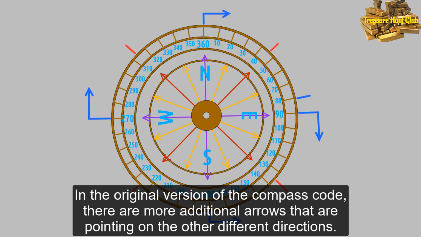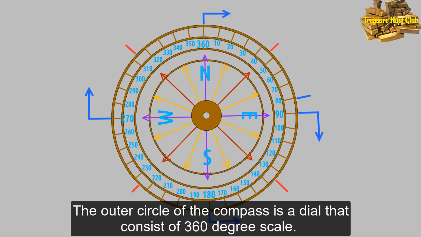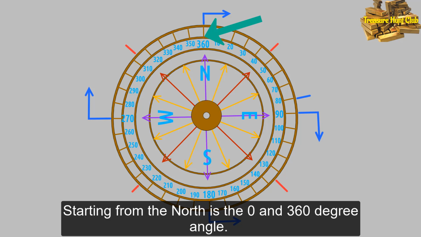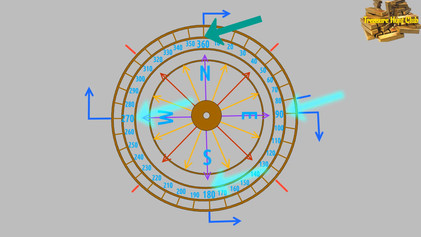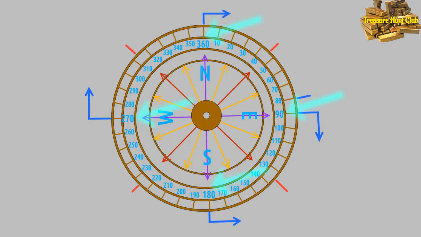In the original version of the compass code, there are more additional arrows that are pointing on the other different directions. The outer circle of the compass is a dial that consists of 360-degree scale. Starting from the north is the 0 and 360-degree angle. East is 90 degrees, south is 180 degrees, and west is 270 degrees.